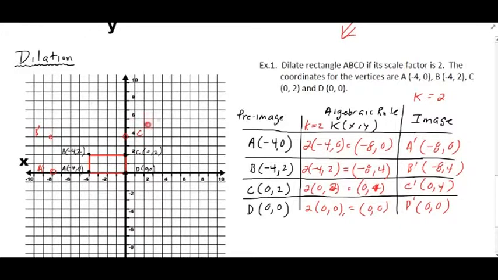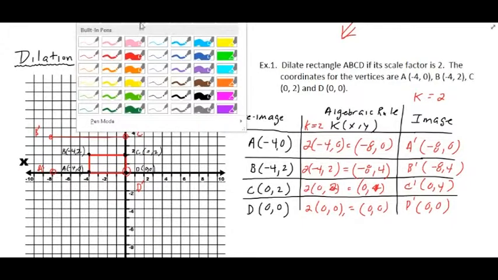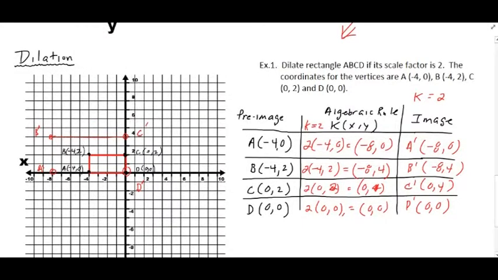That is my C prime. And then D, well, it's at the origin. And 2 times 0, unfortunately, it's going to remain where it is, and D prime will become also (0, 0). Now, I need to connect the dots. So just by simply connecting the dots, you're going to see that the rectangle becomes larger. Let's see if I can find a little darker, thicker line here. I'll grab that one. Okay, so now I'm going to connect the dots.